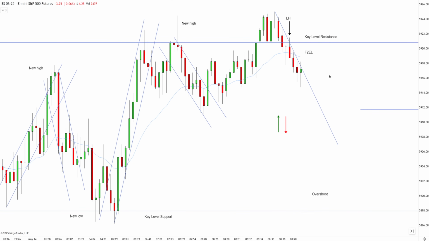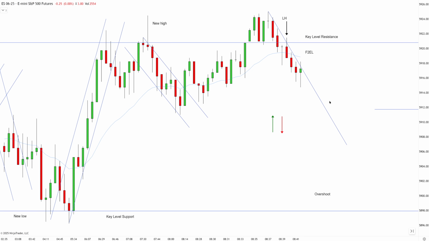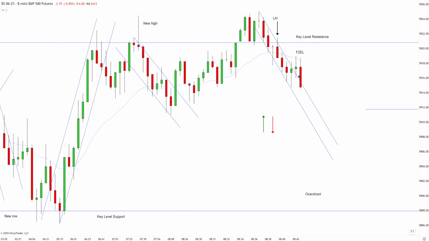I'm thinking about a failed second entry long. A failed second entry long is always a stronger setup. So as you can see, you have a new high here, first entry long, pullback, second entry long, failure. It happened here. I can't really sell below this bar, and now you have this bar. You can technically consider a double bar entry, placing your stop loss above the initial bar.